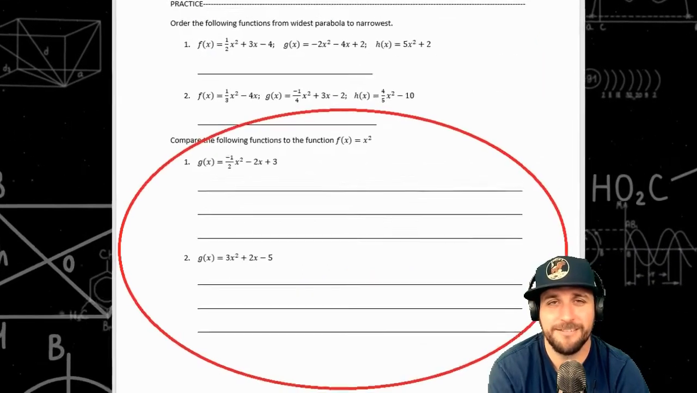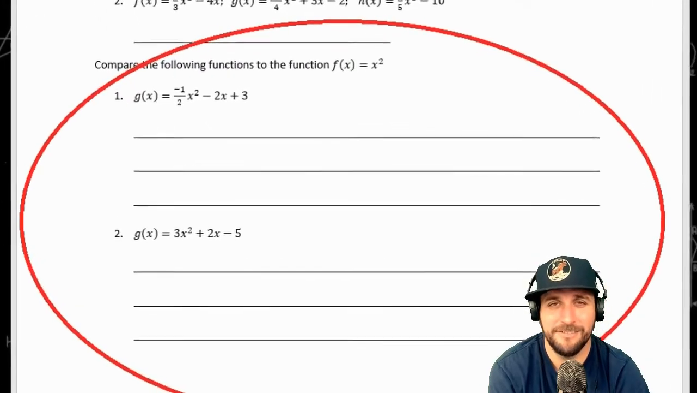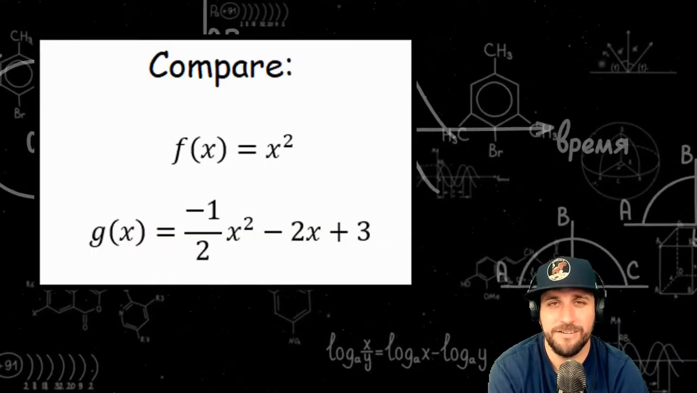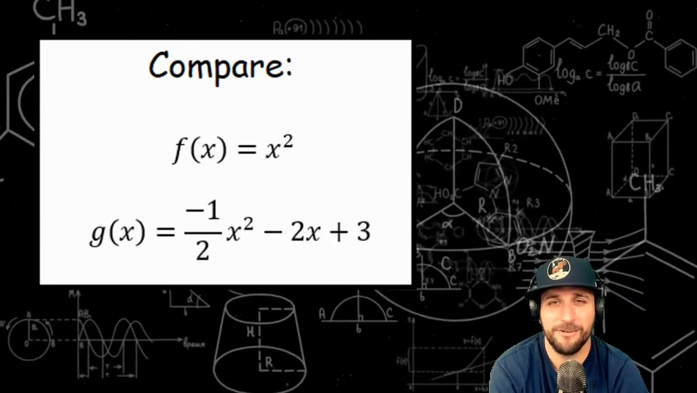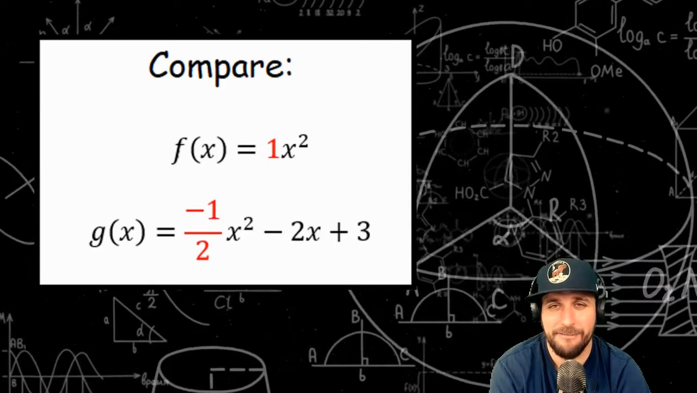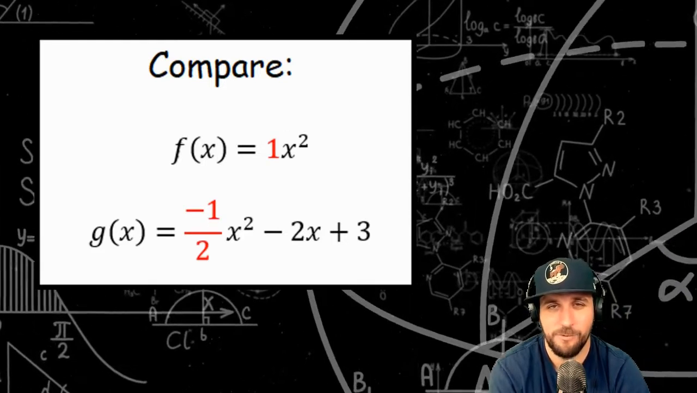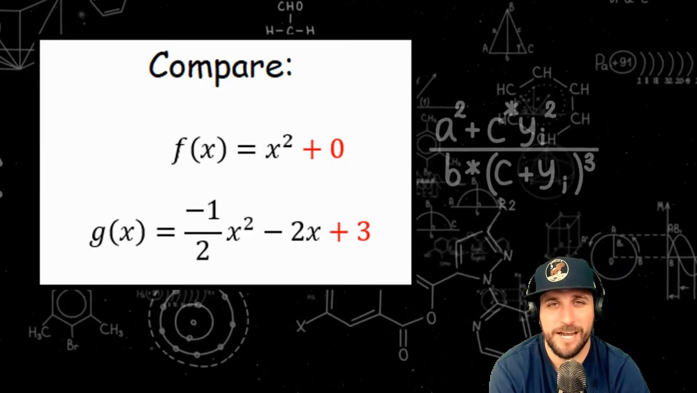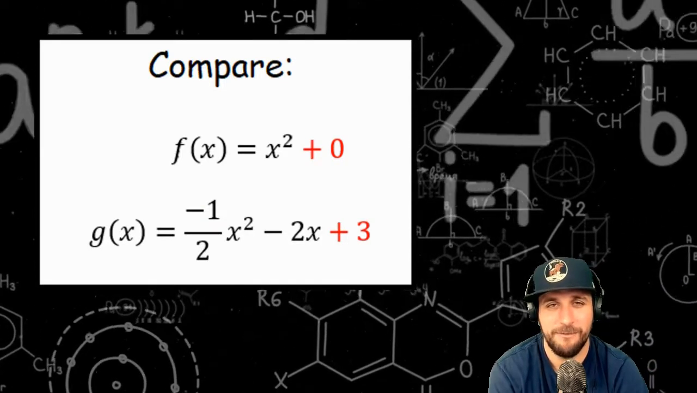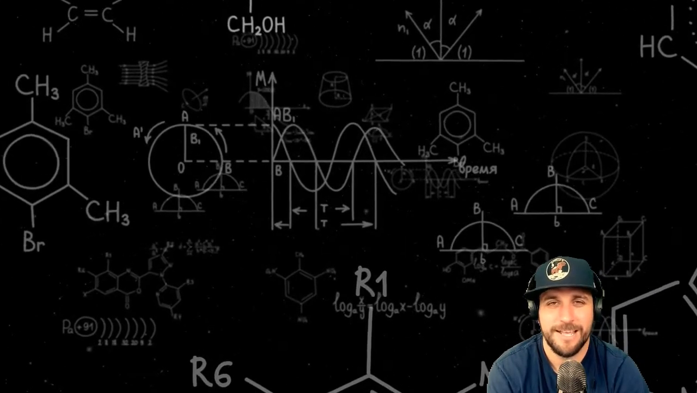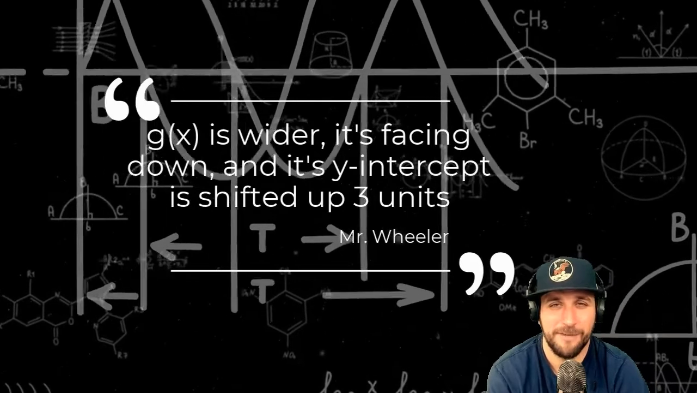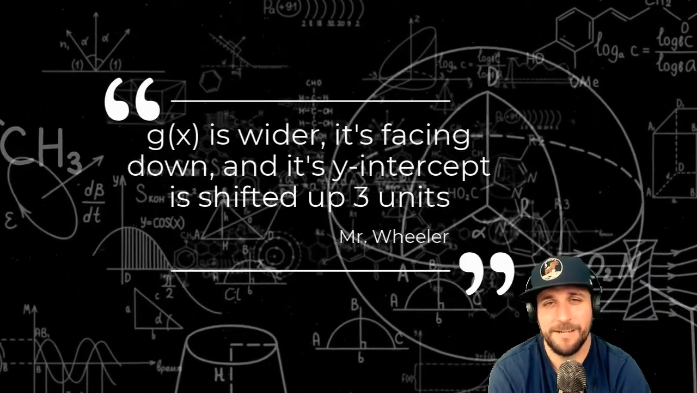Our next two practice problems asked us to compare the functions given with the function f of x equals x squared. So think about how each graph would look and compare them. On example 1, g of x is -1/2 x squared minus 2x plus 3. My a is -1/2. It's negative, so it's facing down, and it's 1/2, which is smaller than 1, so it'll be wider. And my c value is +3, so I know my y-intercept will be shifted up 3 units, since my y-intercept on f of x was at 0. So it asked me to compare the two, so I could write something like g of x is wider, it's facing down, and its y-intercept is shifted up 3 units. That'd be a nice answer.